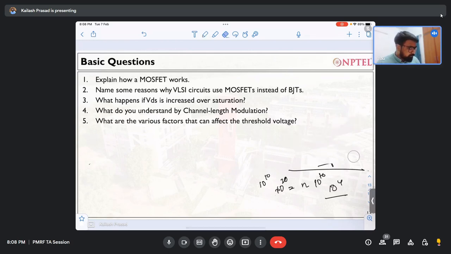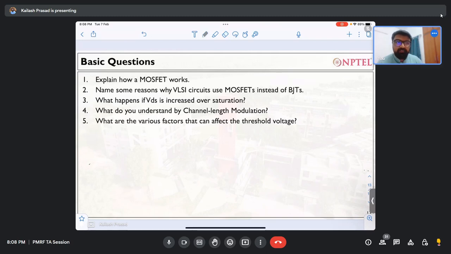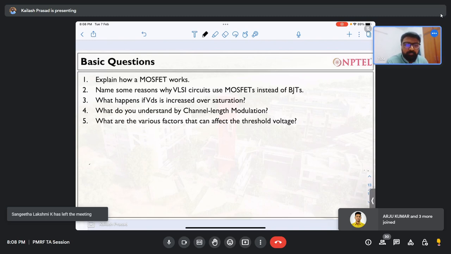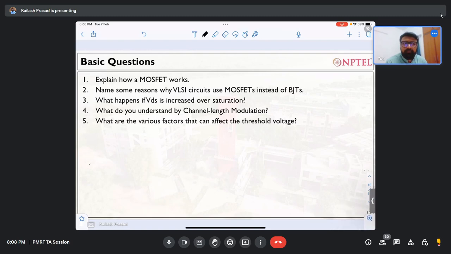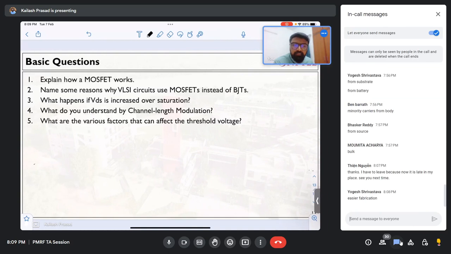So now we will move to the second question. I just want answers from you guys. Name some reasons why in VLSI circuits we use MOSFET instead of BJT. Absence of minority carriers. Okay, how will it help, in what fashion will it help us? Easier fabrication. Okay, I have one answer from Yogesh. That is correct. So MOSFET is well matured and easy to fabricate as compared to BJT.